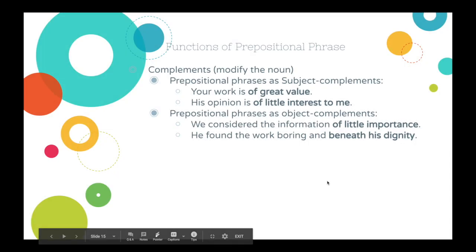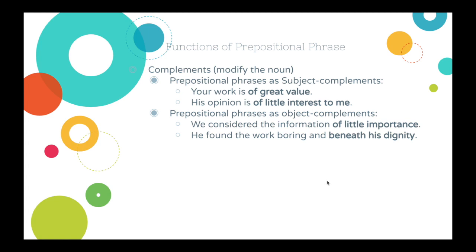Okay, and then this one they use as a complement. Okay, they modify the noun. Okay, so prepositional phrase as subject complements. Okay, so this, of great value, is a prepositional phrase, and it modifies the noun work. Okay, and his opinion is of little interest to me. Okay, of little interest to me modifies the noun opinion.